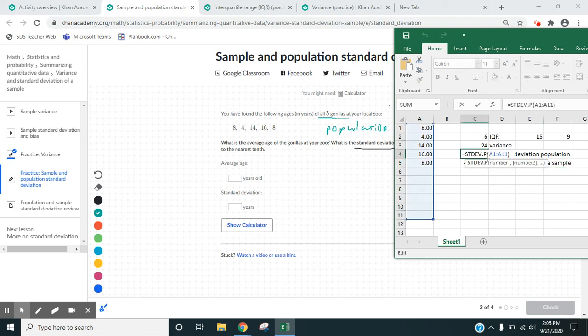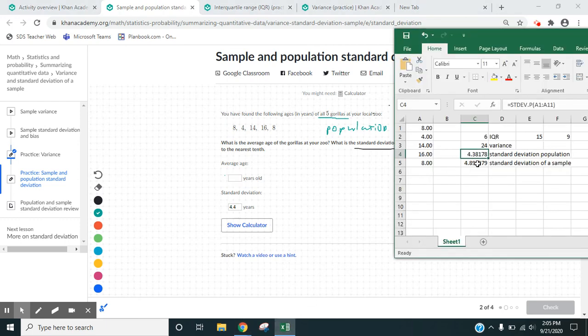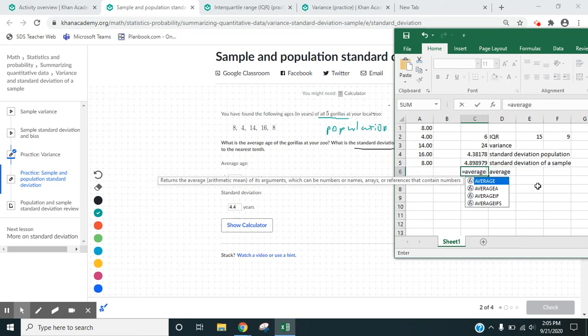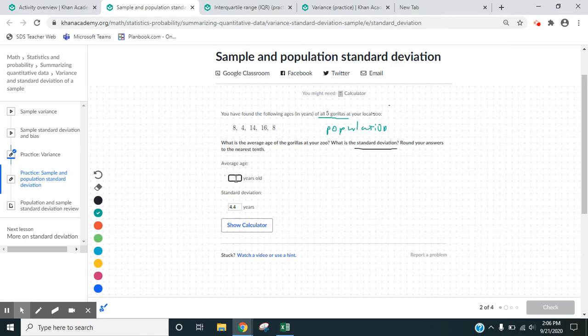If they had said, hey, there are 50 gorillas at the zoo, we took a sample of 5, that's a sample. That's when we would use a sample standard deviation. If we're using a population, again, we use .p. It says round to the nearest tenth. So I'm going to say 4.4. They also ask us to do the average age. Remember, that's the same thing on here as doing the mean, right? Average and mean are the same. We're going to type average of this data. All right, that's all.